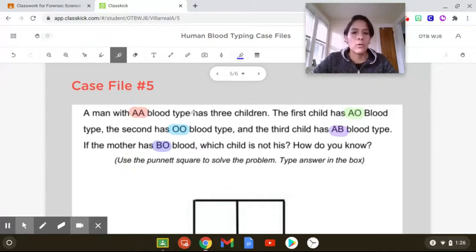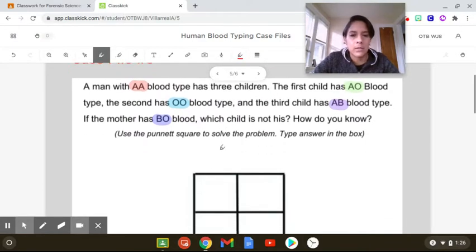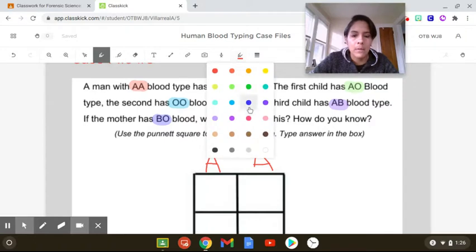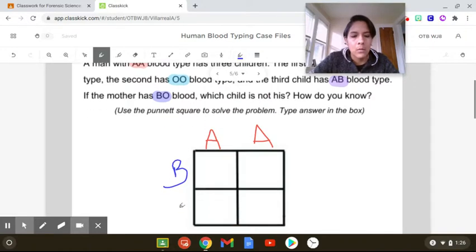How do you know? So to set this one up, I'm going to go ahead and get my pen. You do not have to do different colors. I just like to do it here. So I'm going to split his genes up. I'm going to give him 1 A here, 1 A here. Okay, and then we need the mom. So the mom can give either a B or an O.